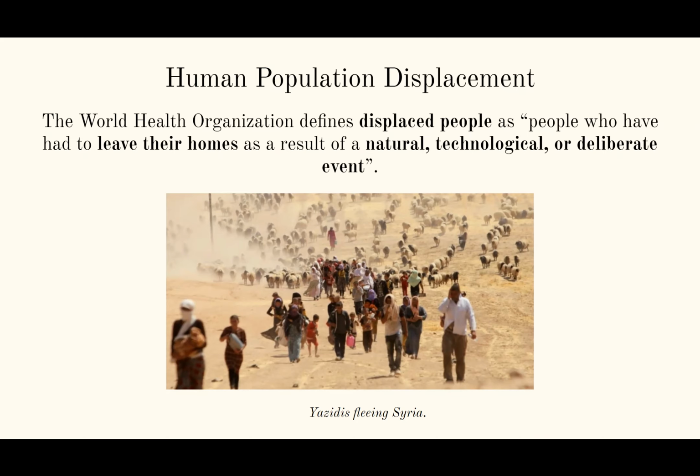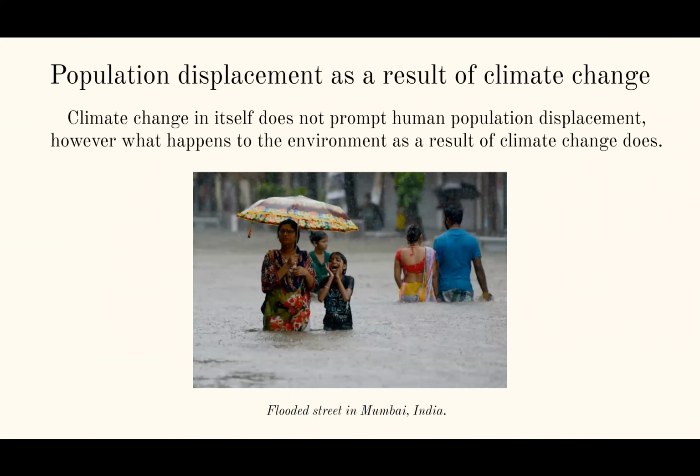Climate change is the root cause of the increase in natural disasters that have displaced millions of people. Climate change in itself does not prompt human population displacement since it's a global phenomenon. However, what happens to certain environments as a result of climate change does. Climate change causes big increases in the frequency of droughts, flooding, landslides, decrease in crop yields, storms, submerging of land, among other things. These things will eventually happen so often in certain regions that it will be impossible to live there, forcing the displacement of huge amounts of people.